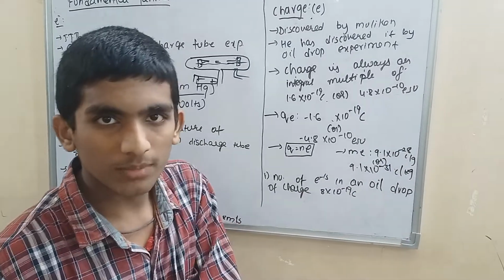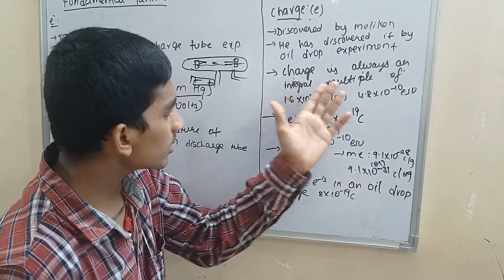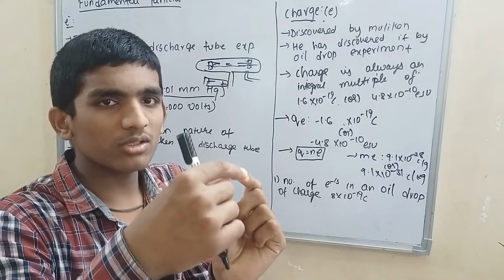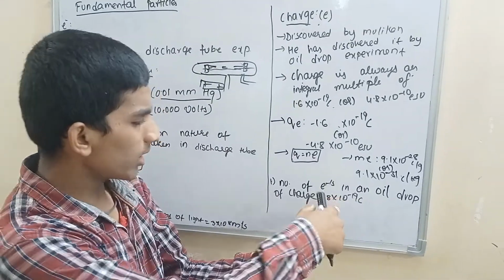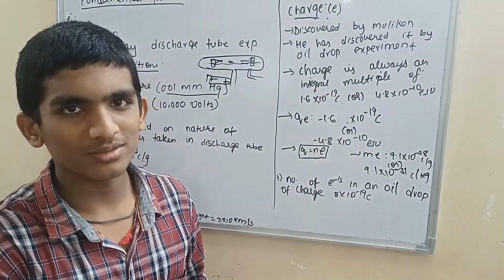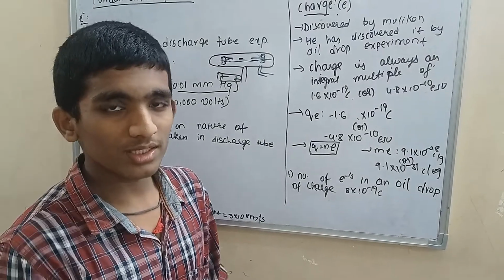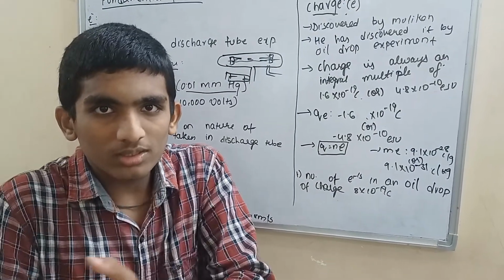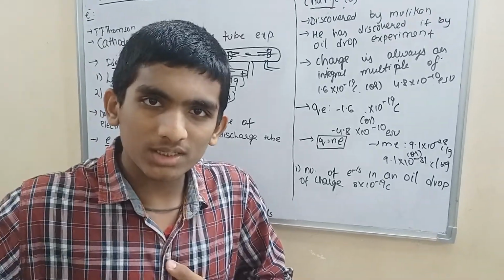By doing the experiment, he stated that for one oil drop, the charge on it is some 8 × 10^-19 coulombs. That means it's 5 × 1.6 × 10^-19 coulombs, right? 5 × 1.6 × 10^-19.